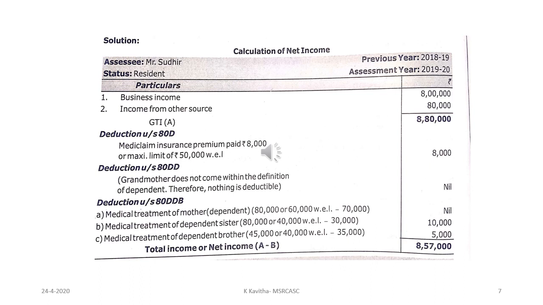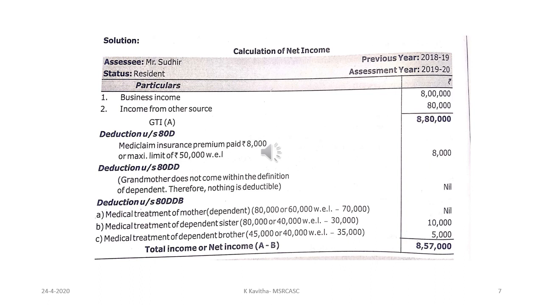His business income is 8 lakhs and income from other sources is 80,000. So gross total income becomes 8,80,000. Out of this, the third point is medical insurance premium paid to GIC, General Insurance Company, on the life of his dependent father. His age is 87 years and 8,000 is the insurance premium. Medical insurance premium comes under 80D. So medical insurance premium 8,000.